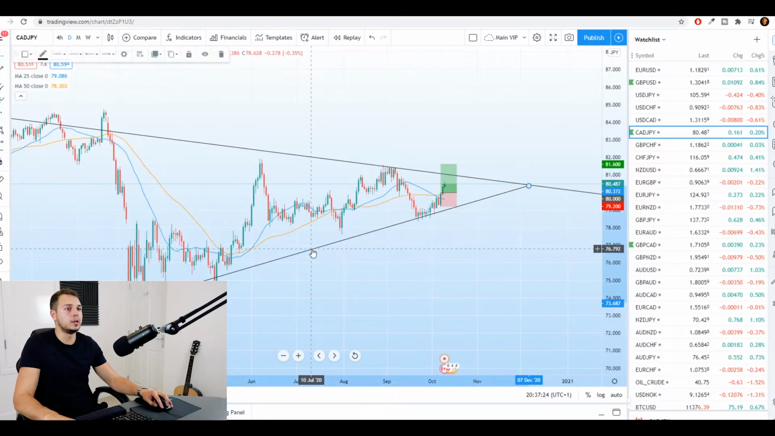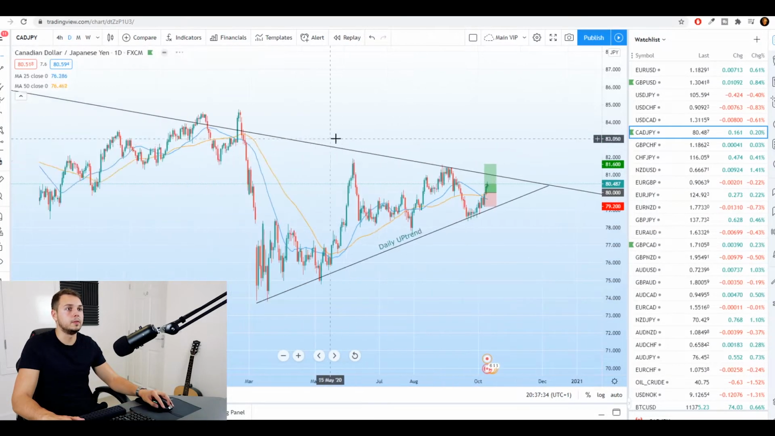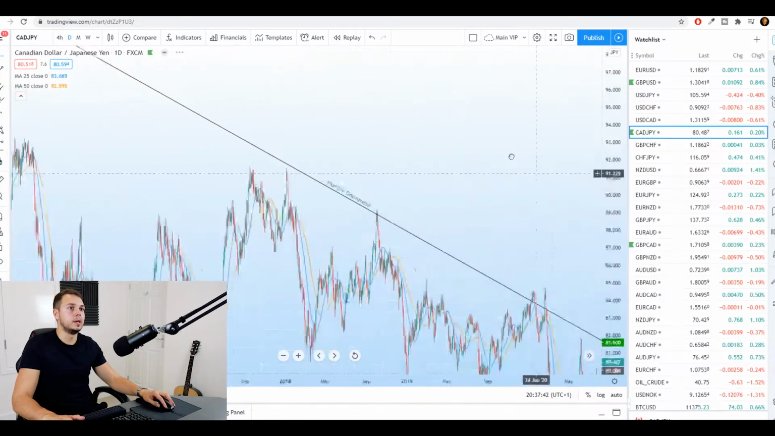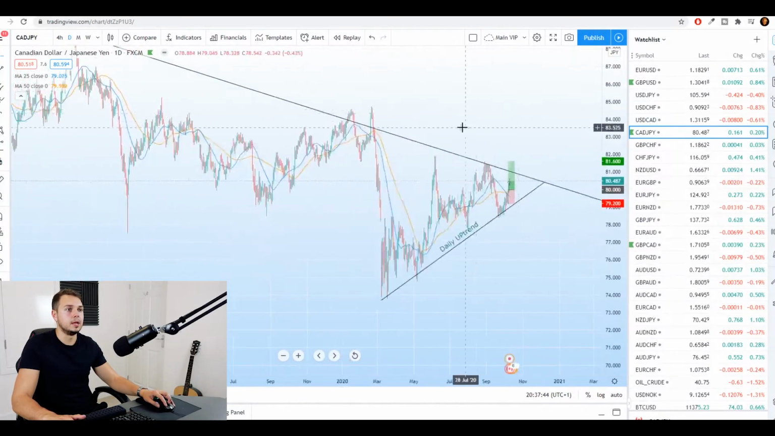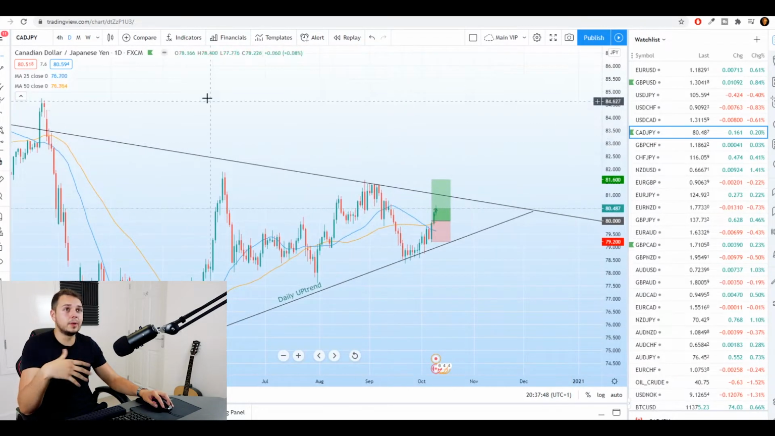We can even mark it daily uptrend, right? So we mark this one. We also can mark this one over here, monthly downtrend, right? So we marked everything over here, monthly downtrend, daily uptrend, right? That's very important, right? So what's currently happening?